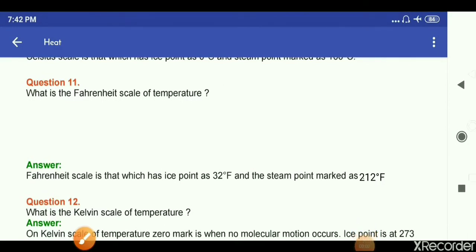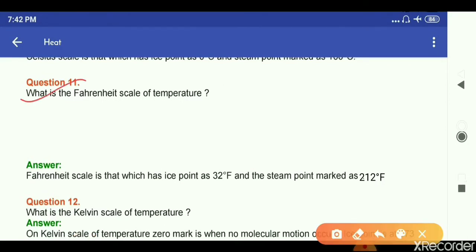Question number 11. What is the Fahrenheit scale of temperature? Answer. Fahrenheit scale is that in which the ice point is 32 degree F and the steam point is marked as 212 degree Fahrenheit.